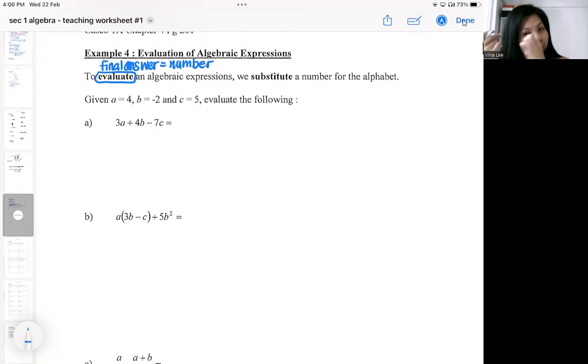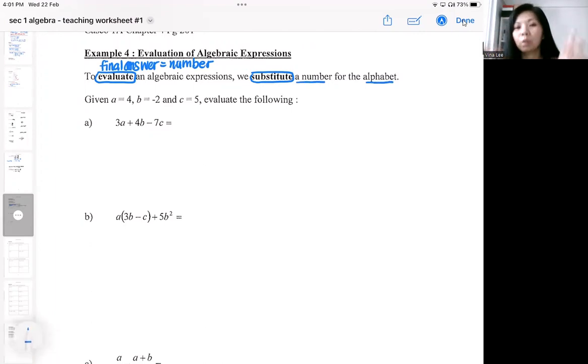So how can we do that? We are going to change out the alphabet. Changing out the alphabet is called substitute. We substitute a number for the algebra. That means I change the algebra to certain numbers.